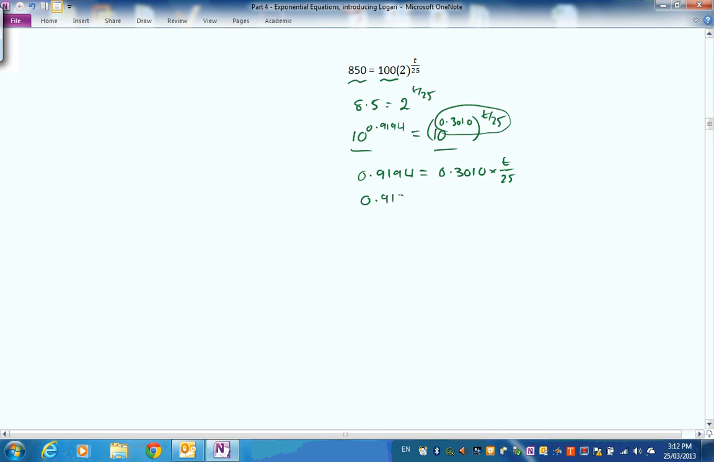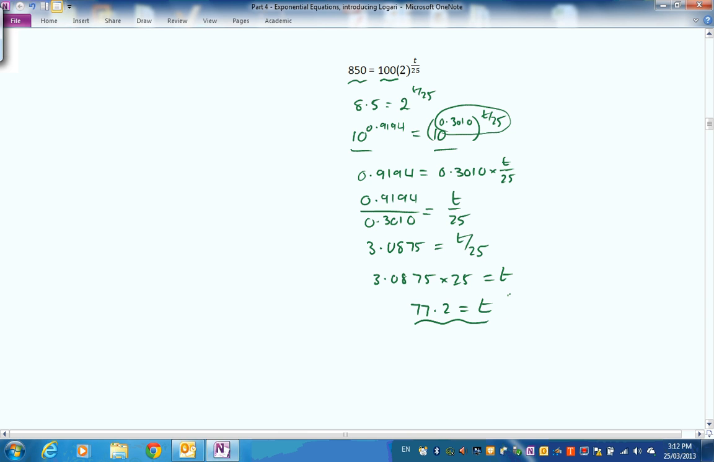Let's divide both sides by the log of 2, or that power of 2. And if we do that, we get 3.0875 on your calculator. And now we can multiply both sides by 25 and get our t value. And if we do that, we will have 77.2 in minutes or hours, whatever it was, we didn't specify that, to 3 significant figures. Now, wasn't that good, but it looks very clumsy up here.